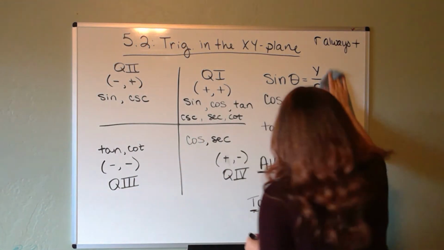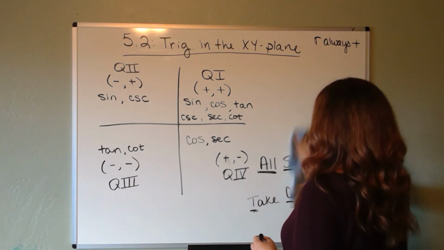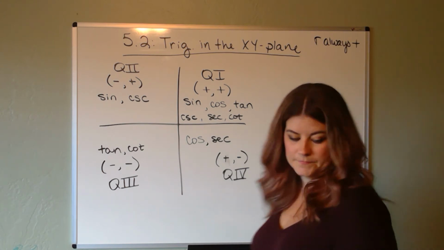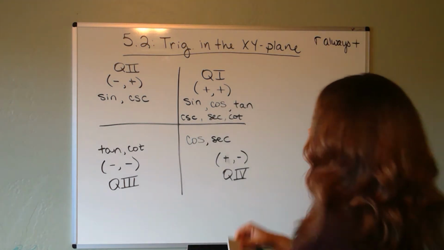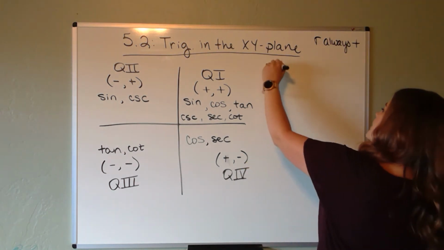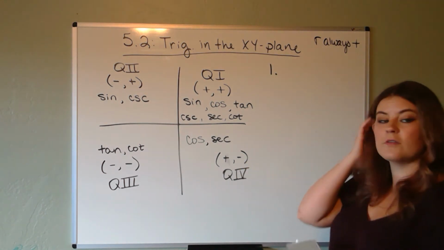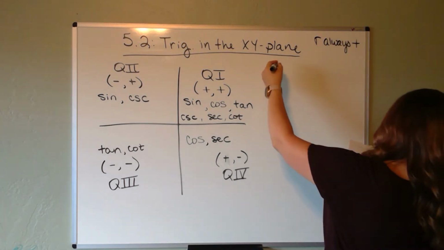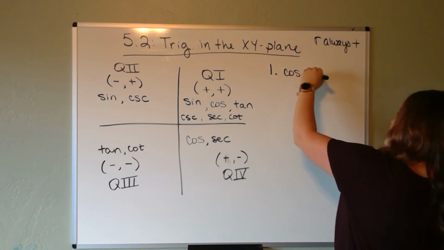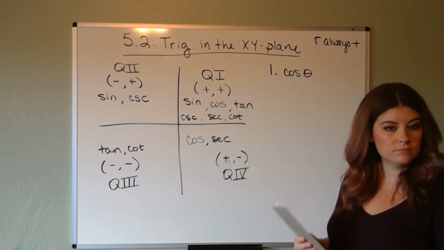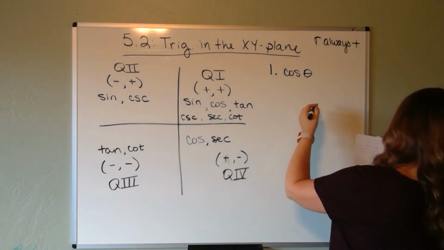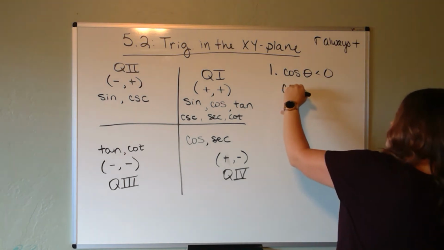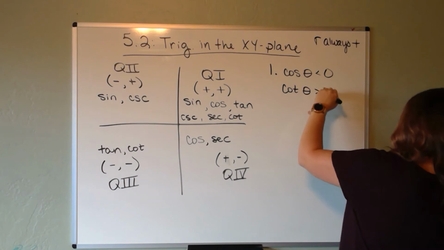Okay, so let's do an example problem and help us learn these quadrant rules. All right, so you have problems like this on your homework for 5.2. It's the first topic that will come up. All right, so on this particular problem, it gives you some information about an angle theta. And on this one, it says cosine of theta is less than 0, but cotangent of theta is greater than 0.